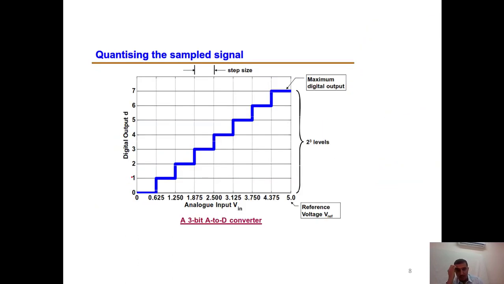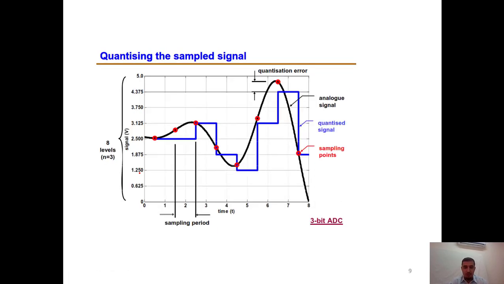Now here you can see a 3-bit analog to digital converter. On the first step we get 0.625, then we add until we reach 5 when we count up to 8. Count up to 8 starting from 0, so it will be from 0 to 7, which is 8 counts. For our original analog signal, based on these samples and 3-bit quantization, we are going to find this is our output.